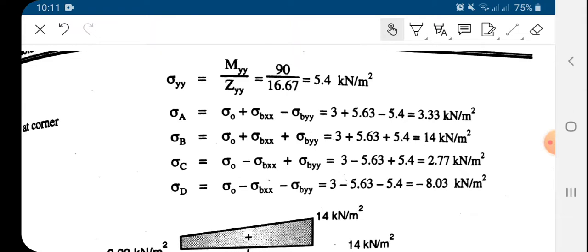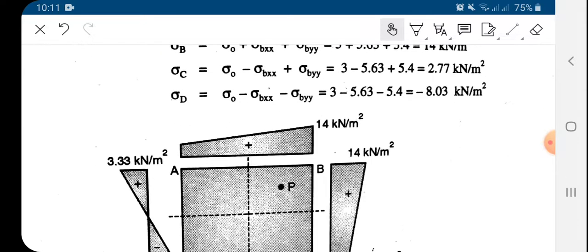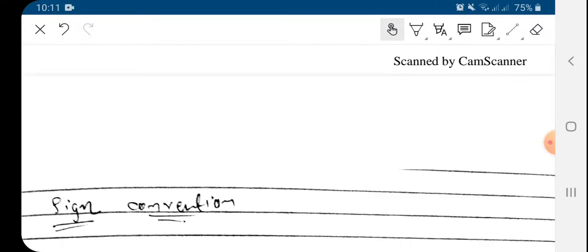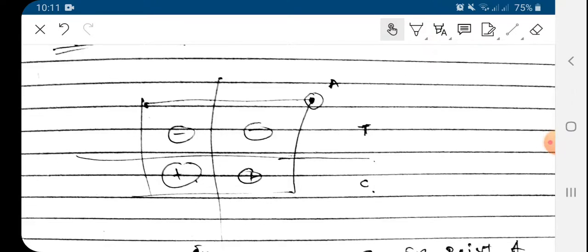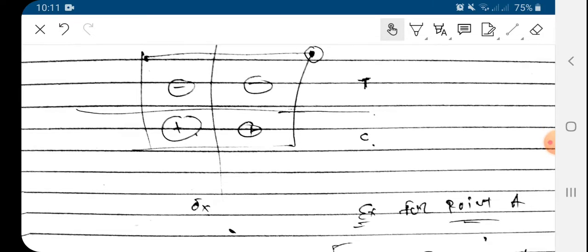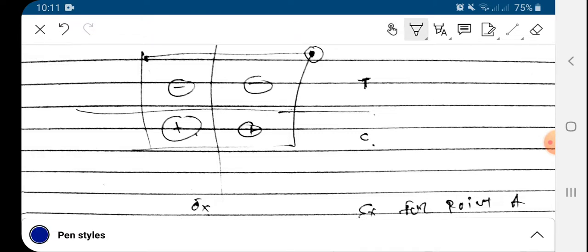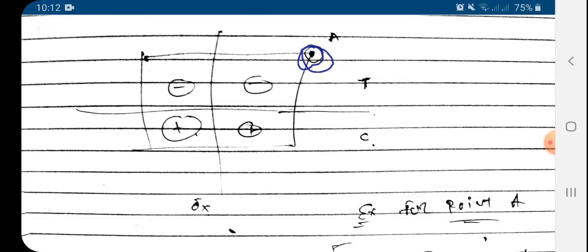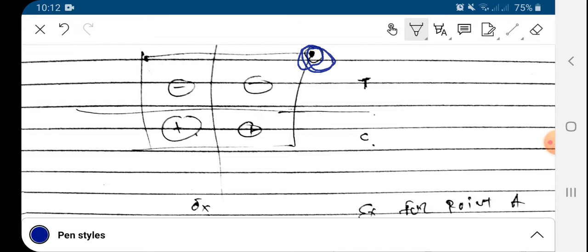For that purpose let's see one sign convention system first. So it is a basic figure. The load we are considering at a point A. For the sigma x, on the sides of load we have to consider the tension and on opposite sides we have to consider the compression. So here is the point A, here the load is at A. So for A we are calculating the combined stresses.